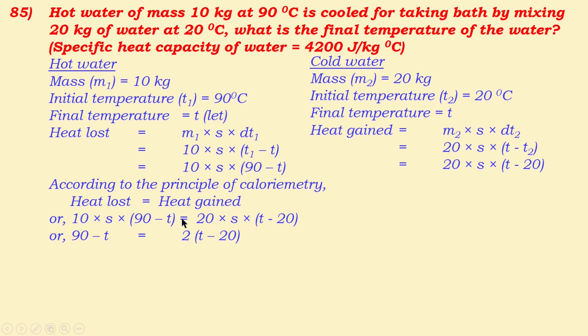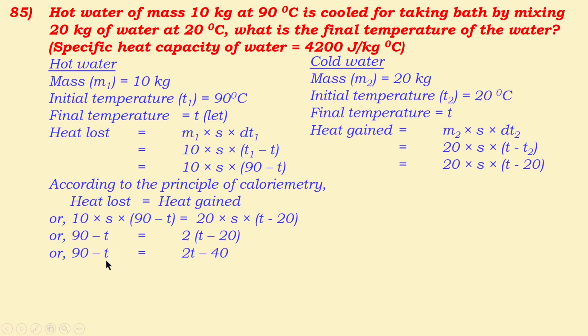And then S and S cancel each other. I didn't take the value of S because on both sides we have the same S and we can cancel them. And so 2 multiplied by T minus 20 is left on the right hand side. Now next step, 2 into T is 2T and 2 into 20 is 40.